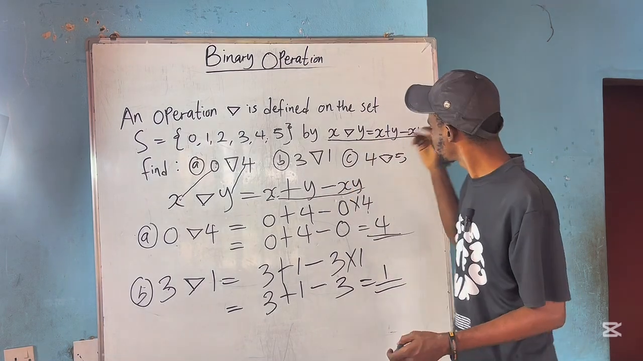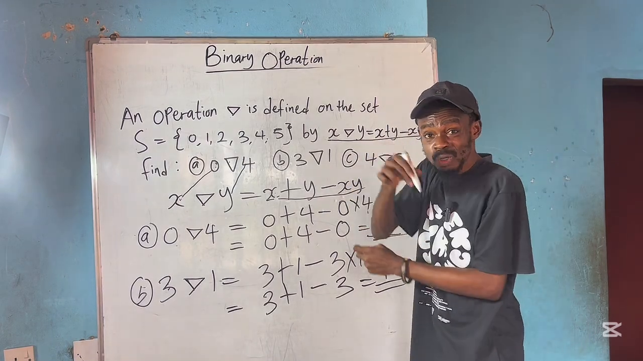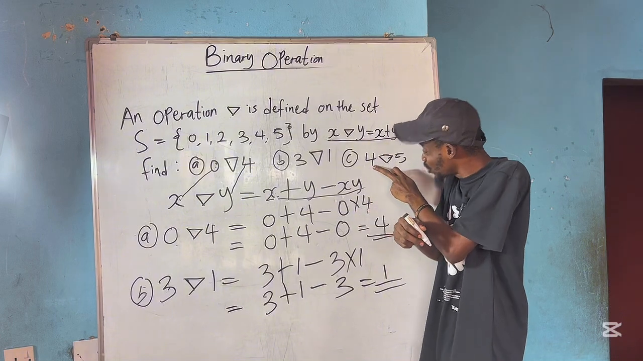Now, I want you to solve this and put the answer in the comment section. Solve 4 triangle 5.